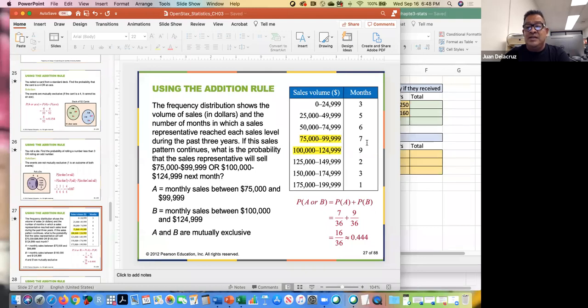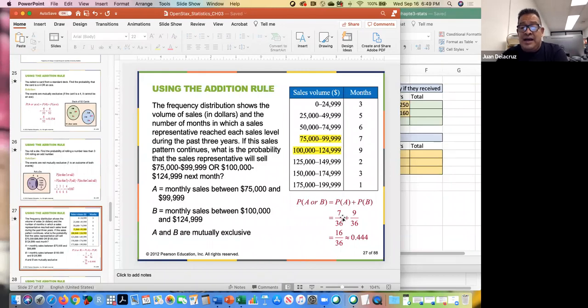We have 7 months where these sales have been recorded. And then we have monthly sales between 100,000 and 124,999. We have 9 observations in that. So the probability that this month we're going to have this or this is given by the probability of A or B. We know that these events are mutually exclusive because 75,000 to 99,999 is not the same as the other numbers. So they are mutually exclusive.